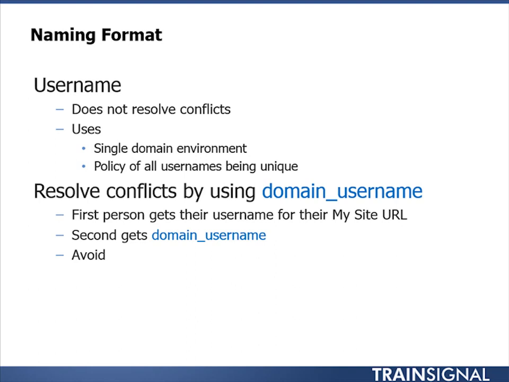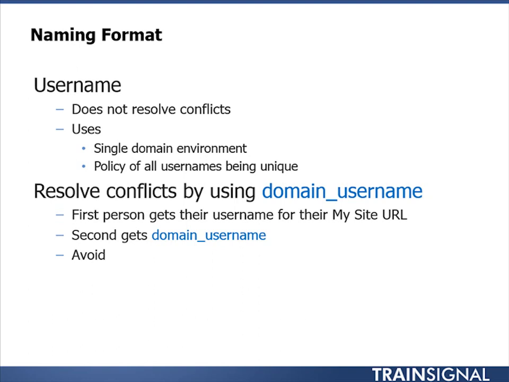The next option that we have is to resolve conflicts by using a naming scheme of the domain name underscore and then the username. So what's going to wind up happening is that the first person is going to get their username for their My Site URL, and then the second and thereon forward is going to get domain underscore username. Now, the big challenge that we're going to have with that is really, well, whining.